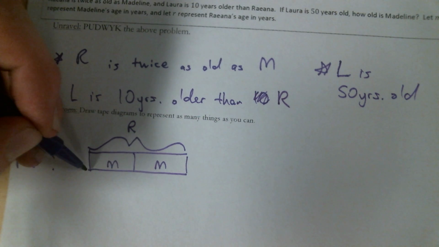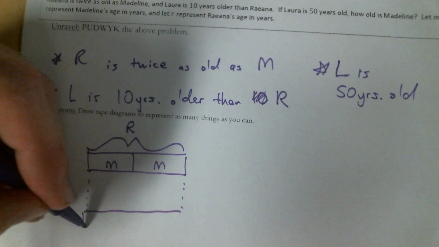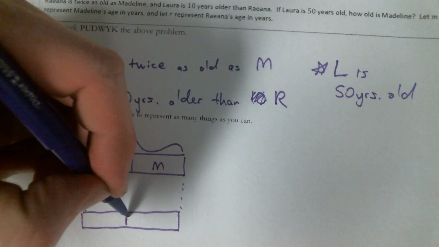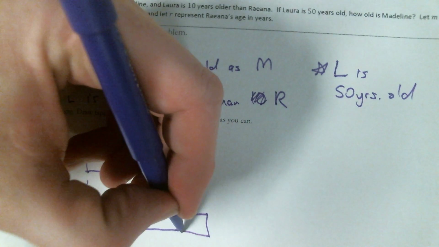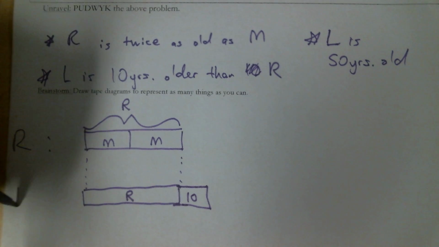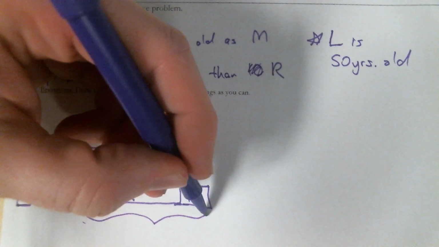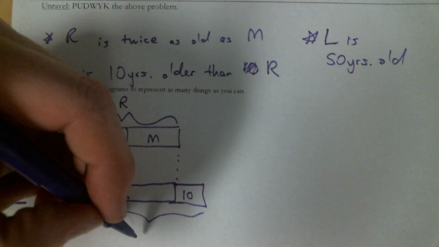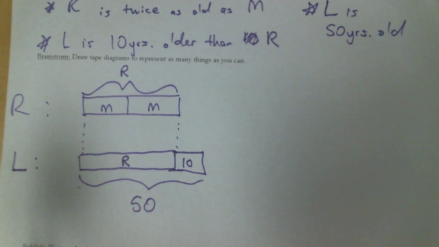So that means this same amount, right? If you take that same thing, you take Raina, and Laura's 10 years older than her. 10 years older, so 10 years longer, right? So here's Laura. And we know how old she is. How old is Laura? It said that she is 50 years old. So at this point, now I want you to take your tape diagram, see if you can start to solve here.